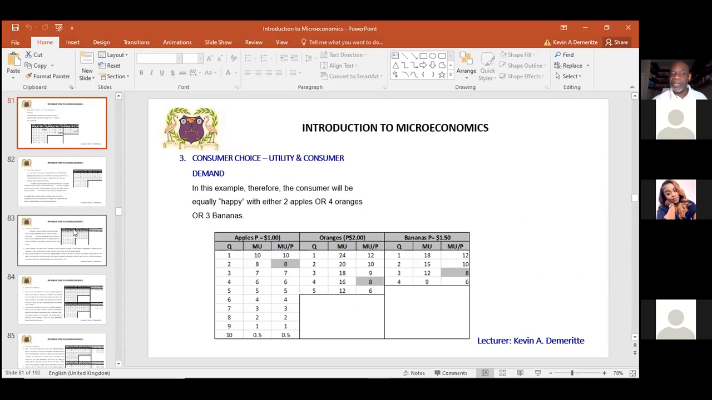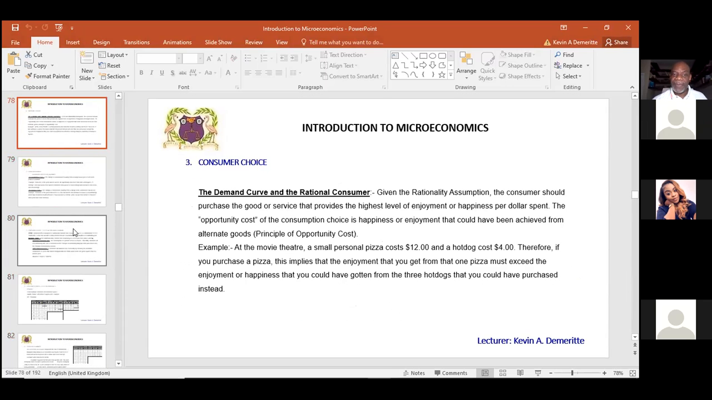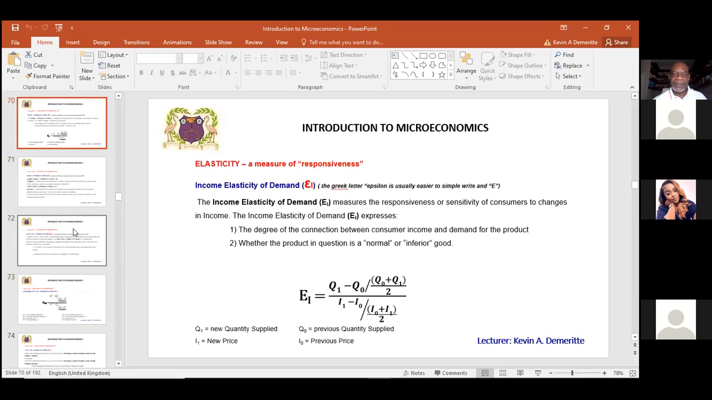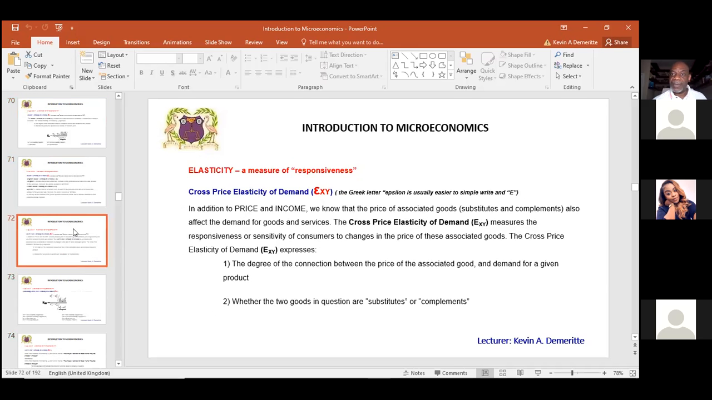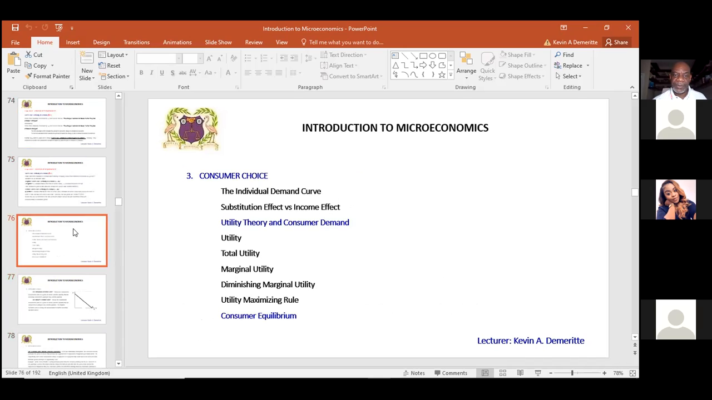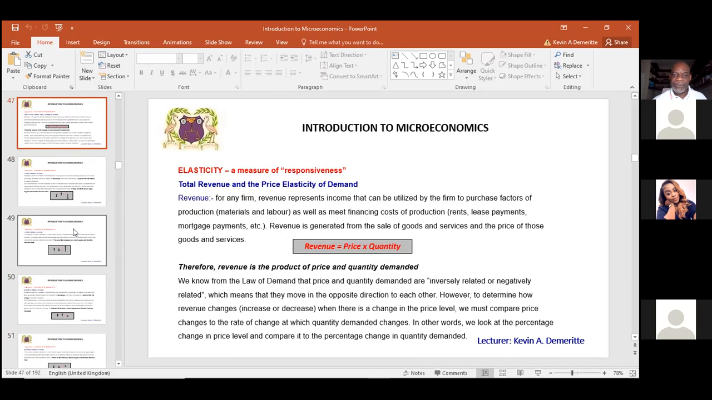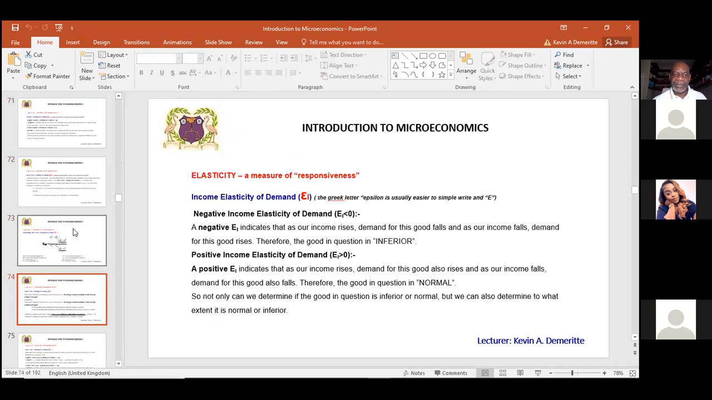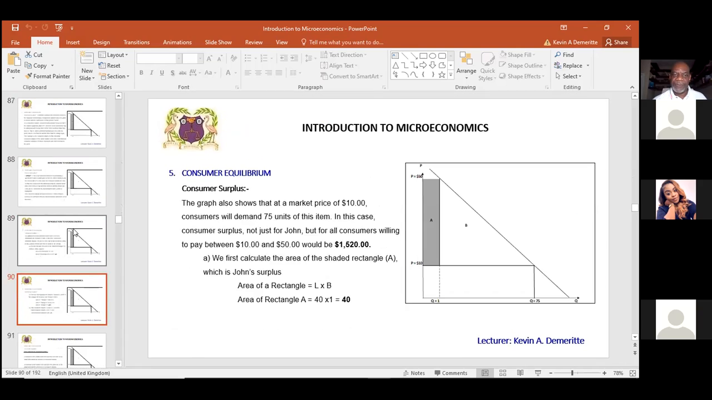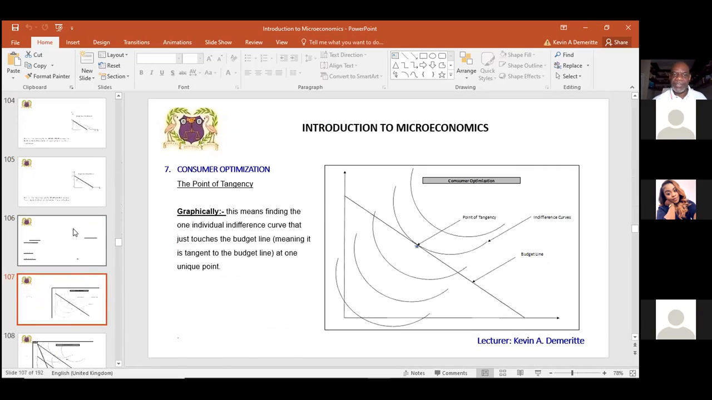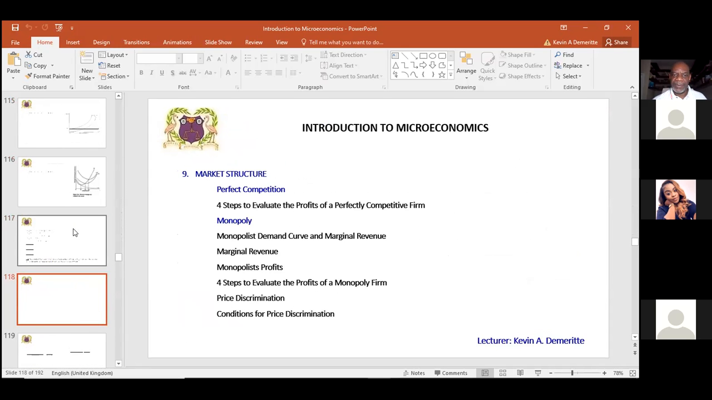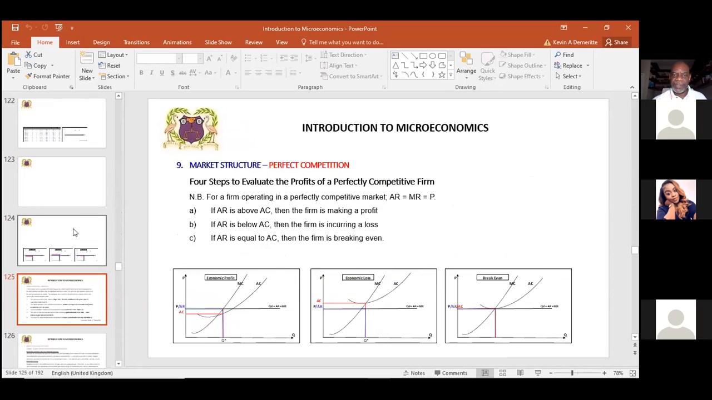See what I mean? Looking up answers takes so long. We're still on consumer choice, elasticity. Where's price discrimination? Consumer choice. Elasticity was the first thing we covered. So it's consumer choice. It was prices. All right, so we need to find what do we do with prices? Consumer choice, indifference curve, tangency, costs, market structure.